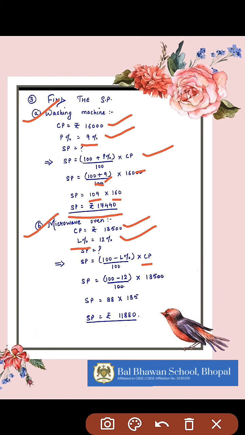Again, when we substitute the given values, you get SP is equal to (100 minus 12) upon 100 into 13,500. Again, two zeros in the denominator and two zeros in the numerator can be cancelled. 100 minus 12 will give us 88 into 135. So you get the selling price as 11,880.